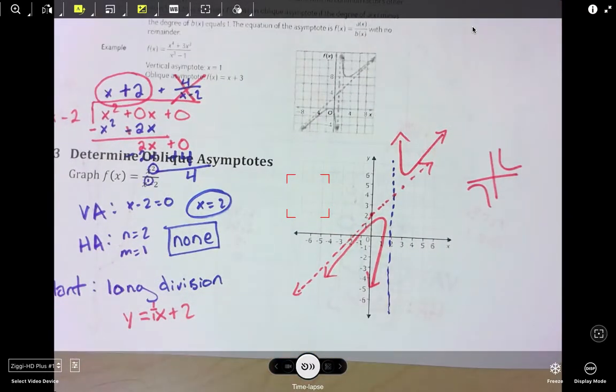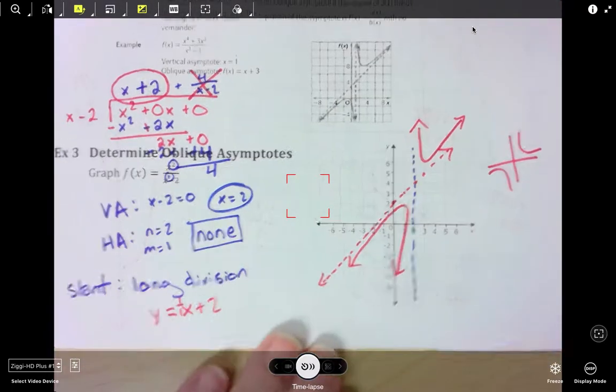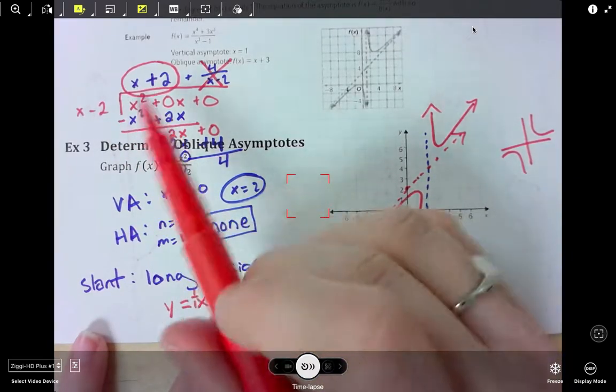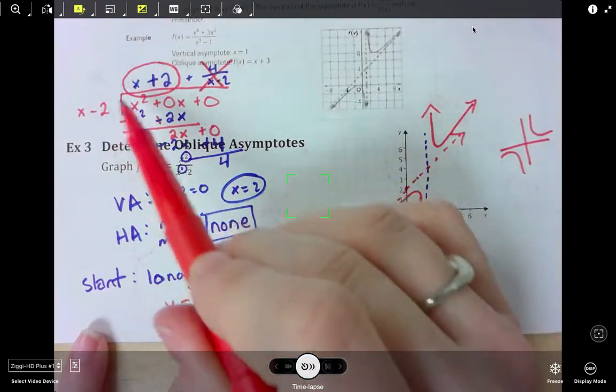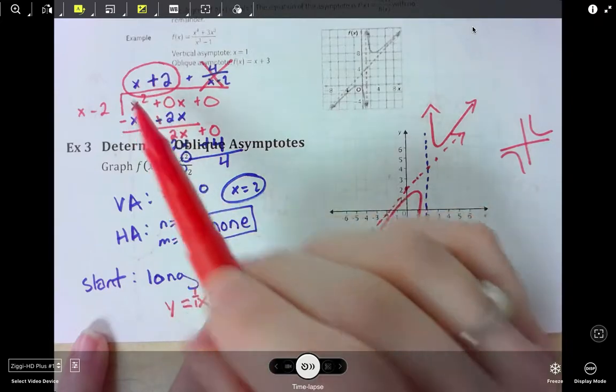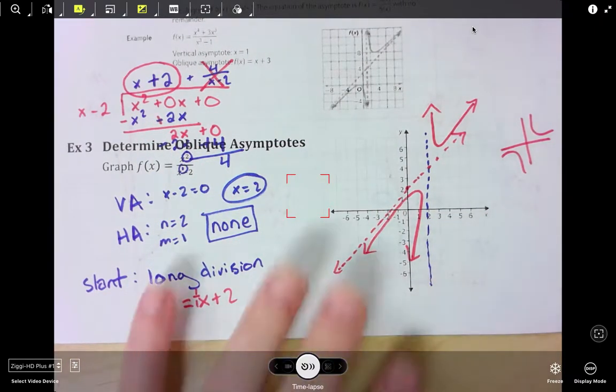So that's what a slant asymptote will do to your function. And there he is. It's the long division, and your slant asymptote is y equals this part. You just graph that as a line. So there's that. One more little piece on the back.